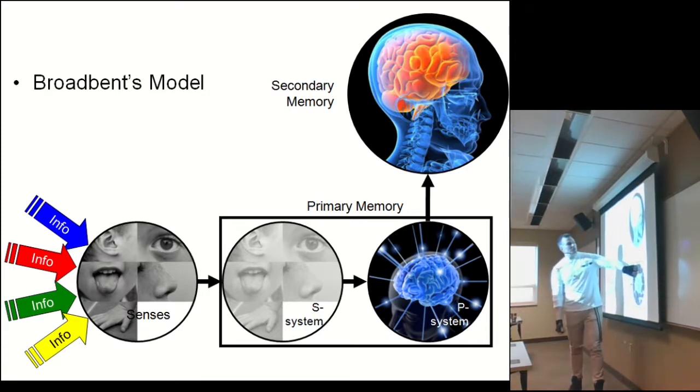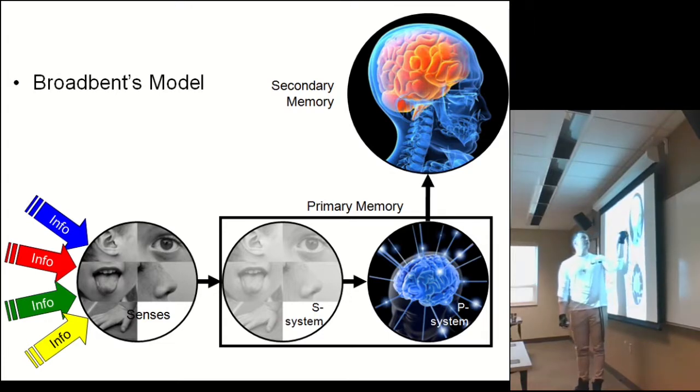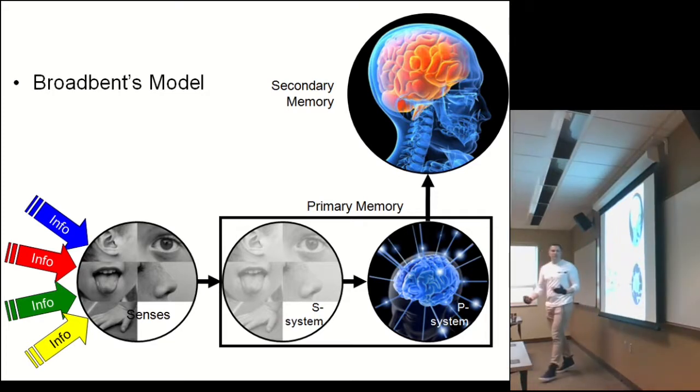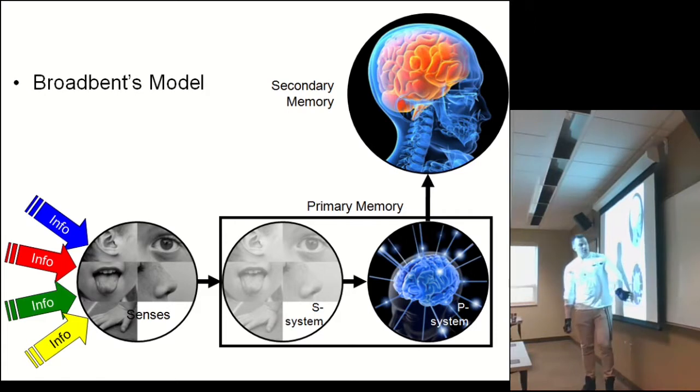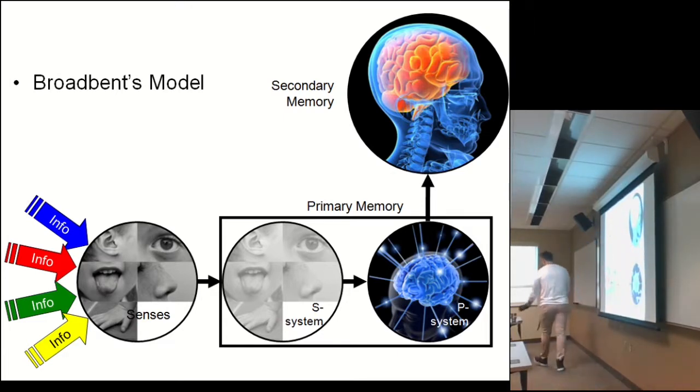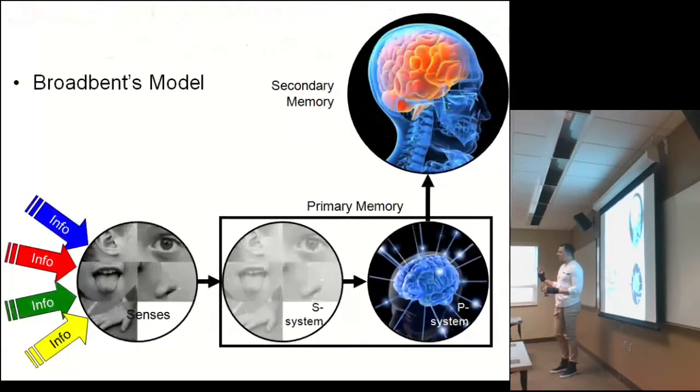And then if you manipulate things enough or in the right way in your P system, then that information eventually gets into your secondary memory, which is your long-term store. So this is kind of the idea that if you study something enough, you work with it enough in your short-term memory, it will get transferred into your long-term memory, and you'll be able to recall it at a much later date. All right, so that was a very brief overview of the modal models of memory.